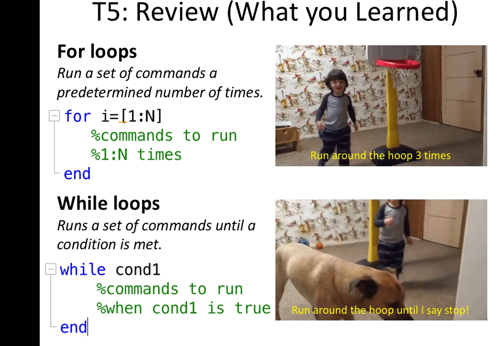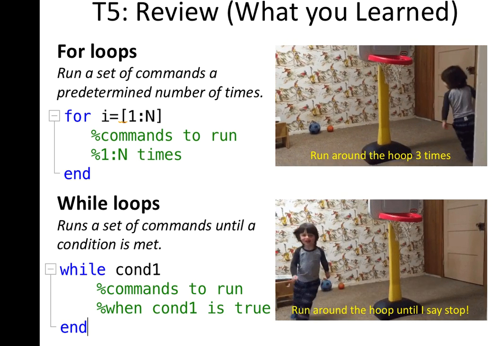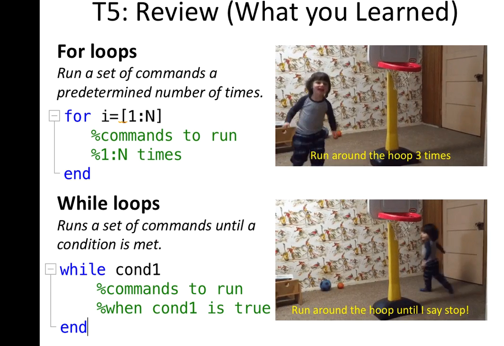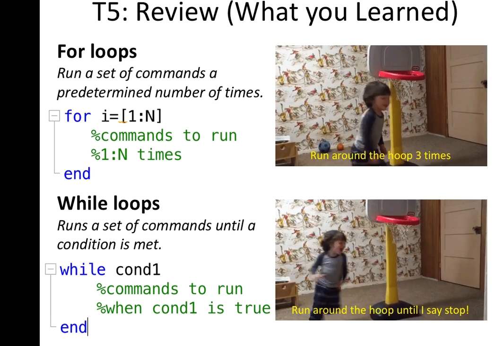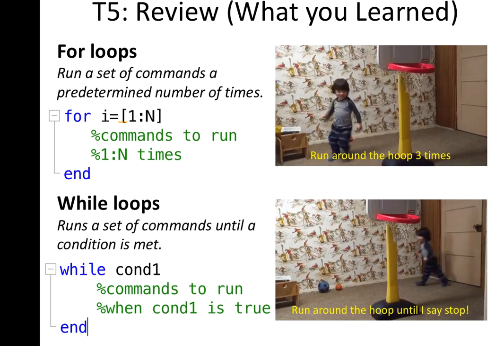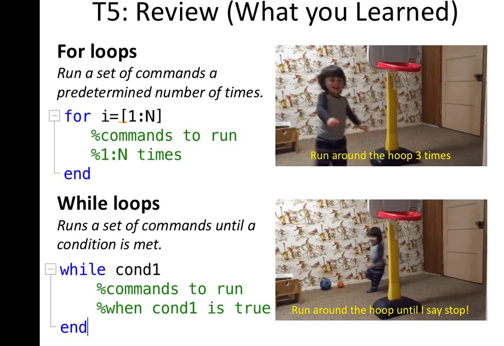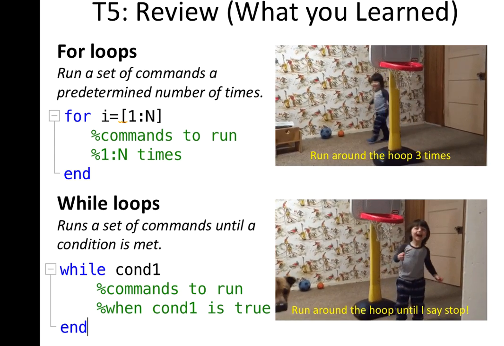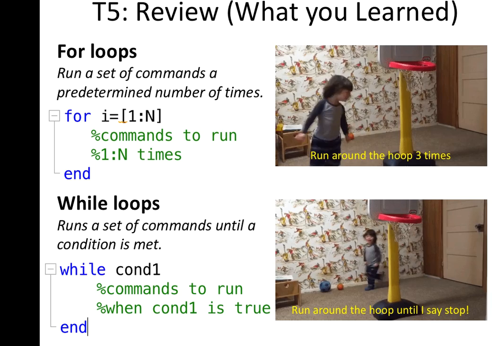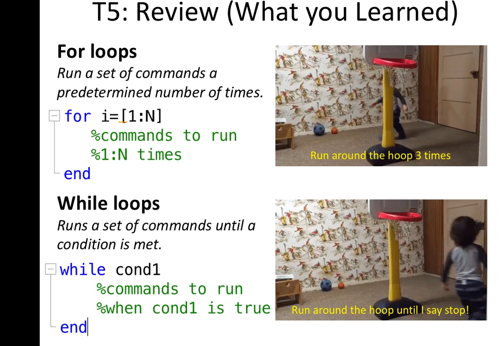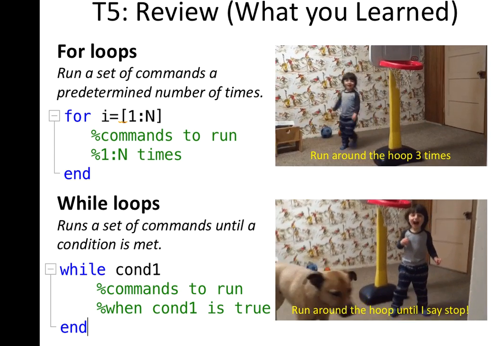But I first just wanted to review loops in general. This is my son 2 years ago, he was helping me explain how loops work. So in the first one, I said run around the hoop 3 times. That would be equivalent to a for loop. It's when you know exactly how many times you want to repeat an activity. So this activity is just running around the hoop.